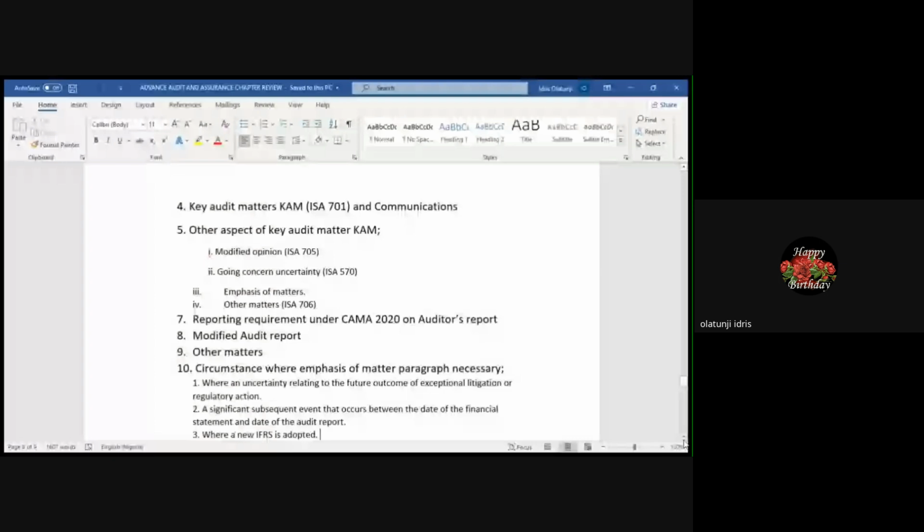Then other matters, if there are any other matters, should also be disclosed in the financial statement in the auditor's report. Then again, the circumstances where an emphasis of matter paragraph is necessary.